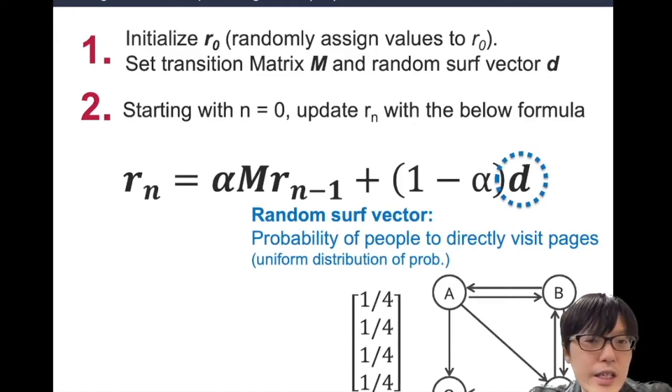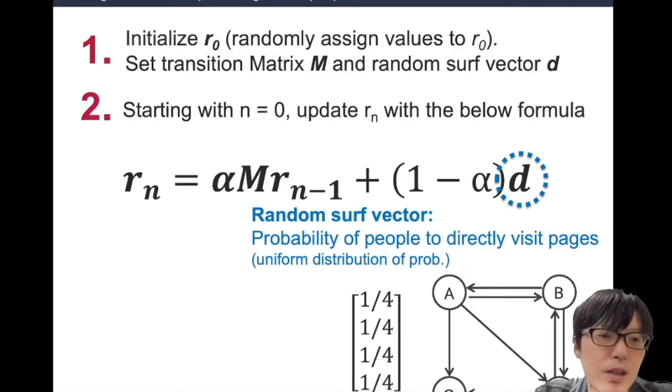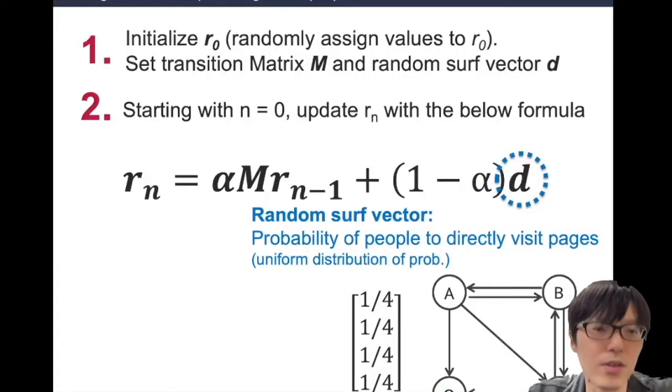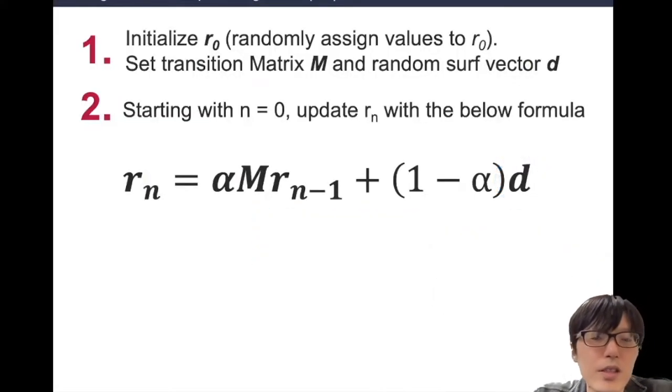Here, the vector D is called a random surf vector. This vector represents the probability of the people visiting the web pages without using the hyperlinks directly. Typically, we set a uniform distribution of the probabilities to this random surf vector, like this. On this graph, the random surf vector is 1/4, 1/4, 1/4, 1/4. So the complete PageRank algorithm considers these two factors.